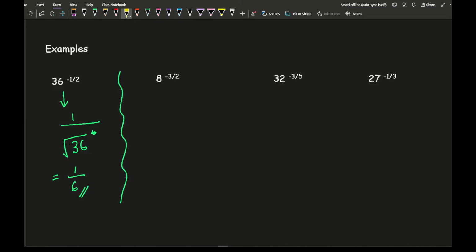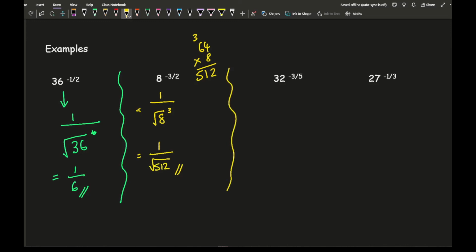Looking at this second one, I've got 1 over, and it's going to be 8. Now I've got a square root, and I've got a power of 3. With this one, I can't square root 8 because it's not a square number. So what I'm going to do is just raise 8 to the power of 3. So I need to work out what 8 cubed is. If you're not sure on a non-calculator, basically it's going to be 64 times 8, so just work that out. 8 times 64 is 512. So it's going to be 1 over the square root of 512. Moving on to our next one.